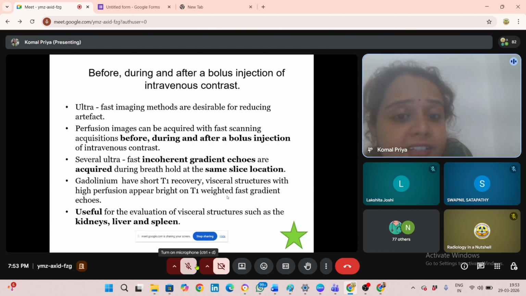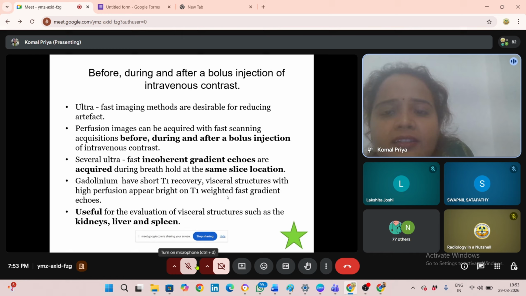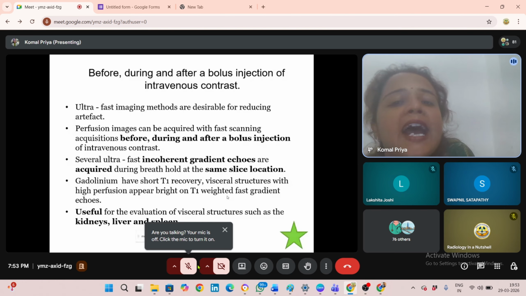So we use ultra fast incoherent out of phase echoes during the breath hold sequence at the same slice, at which point when we are giving the contrast, when we were not giving the contrast, and when we have already given a contrast. So before, during, and after we will acquire this sequence. Now what this contrast will do, they will shorten your T1 recovery time.